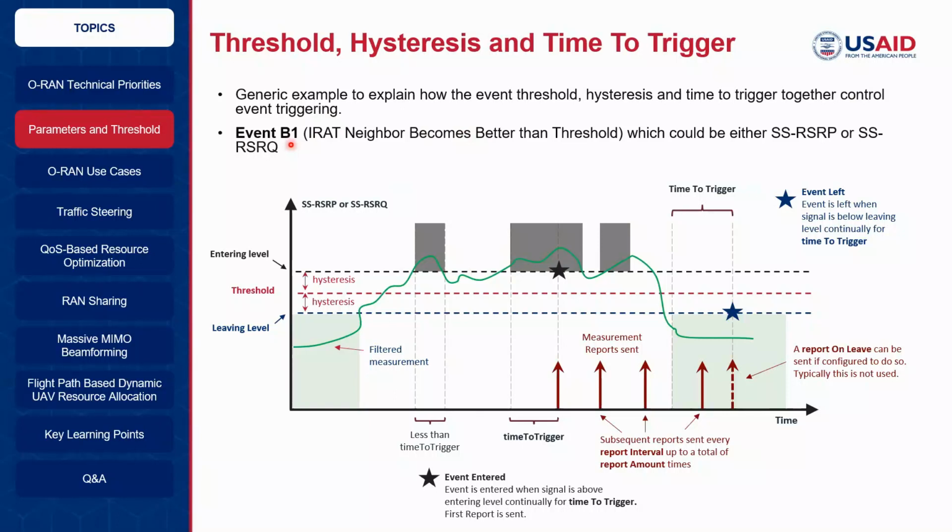So ang definition ng event B1 is the inter-radio access technology, meaning the other technology. So meaning if you are on the LTE and then you monitor the signal level ng 5G, that's IRAT because they are different radio access technology. Okay? So inter-radio access technology. Neighbor becomes better than the threshold. Okay? Neighbor yan and becomes better than the threshold. What do we mean by neighbor? Neighbor is the one that we define na sasalod sa ating mga current cells for mobility.